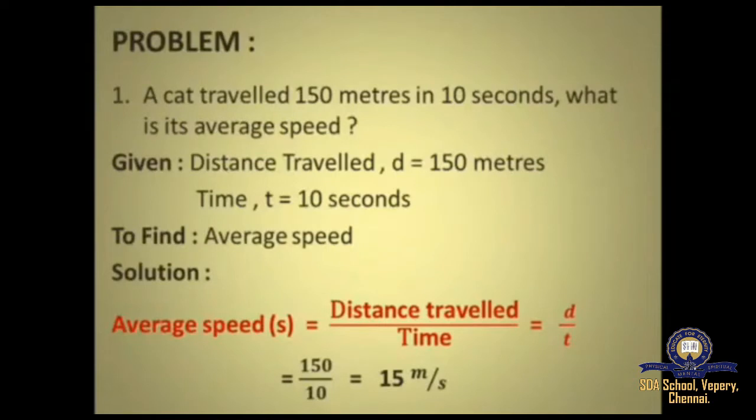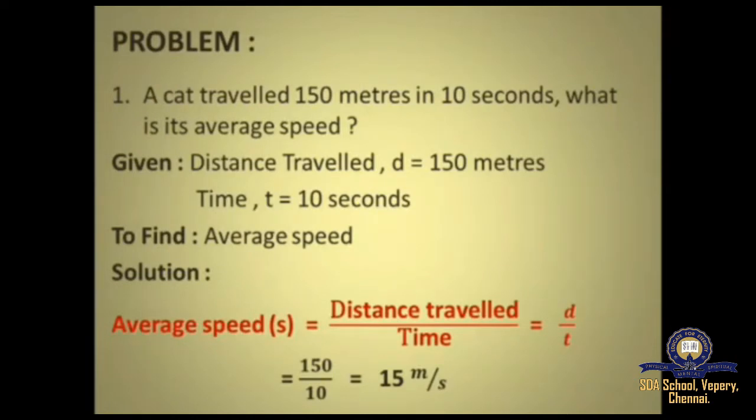Now we look into a problem. A cat traveled 150 meters in 10 seconds. What is its average speed? Now what is given in the question? The distance traveled d is equal to 150 meter and the time taken by the cat is 10 seconds.